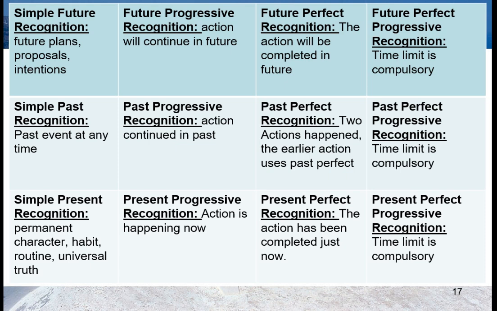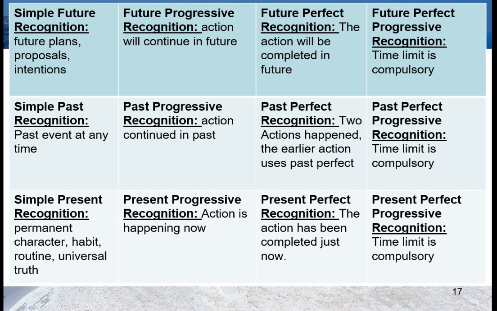For example, simple present tense: if you want to write permanent character, biographical essays, your habits you like or dislike, your routine, the universal truths, they would be written in simple present tense. Simple past: events, like how did I spend my last birthday, or what was the life of human beings 200 years ago. Simple future: plans, proposals, intentions, new year plans, they are in simple future.